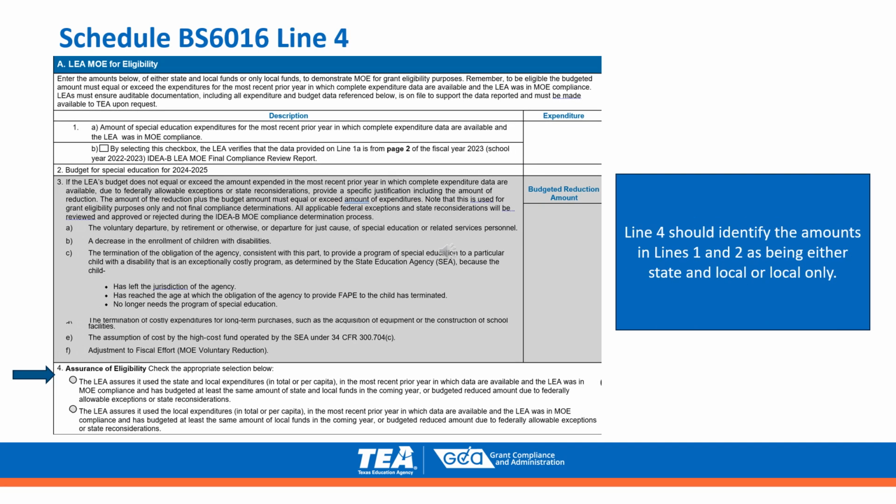For line 4, this is the assurance of eligibility. So if you choose the first radio button, you are assuring that the amount that you've reported on line 1A, the expenditure amount for the most recent prior year, is state and local funds total and per capita, and what you're reporting on line 2 for the current year's expenditure amount is also state and local total and per capita. If you're choosing the second radio button, then you're assuring that the amount that you've reported in line 1A is local only total and per capita, and what you're reporting in line 2 for the current school year is also local total or per capita.